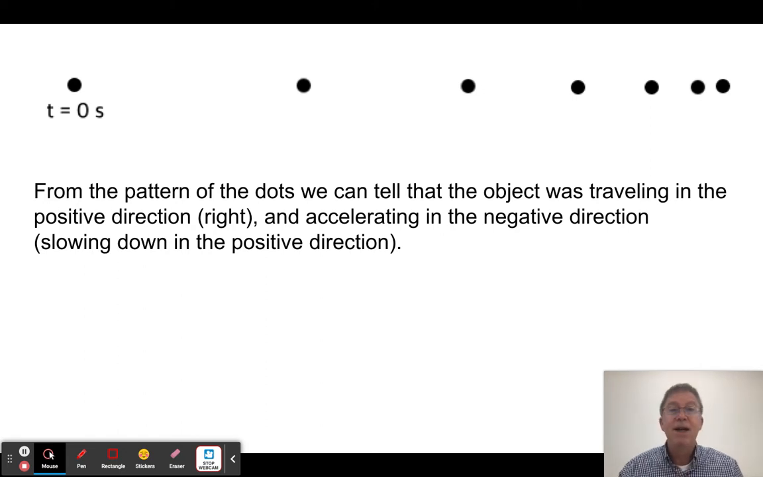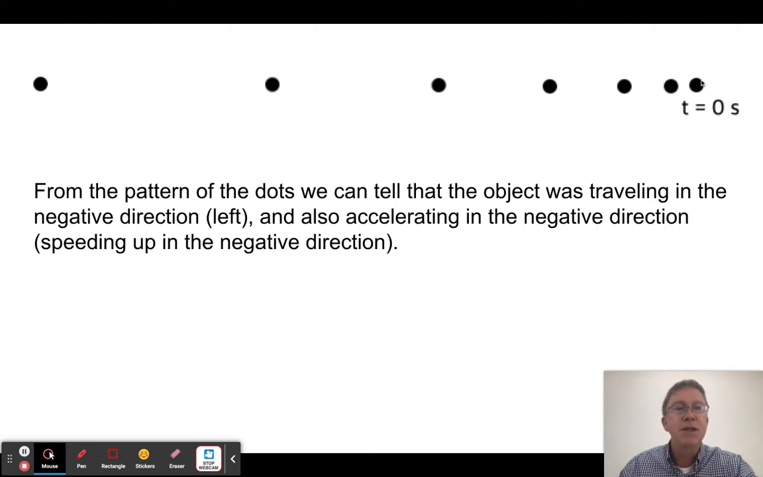In fact, I know that it is slowing down, because although I don't know what the delta t is between these dots, I know it's always the same. And I know that in a given time interval, the object is traveling to the right a smaller and smaller distance, which means it's slowing down in the right direction, which means it's undergoing a negative acceleration. It's slowing down as it travels in the positive direction, which makes it a negative acceleration.